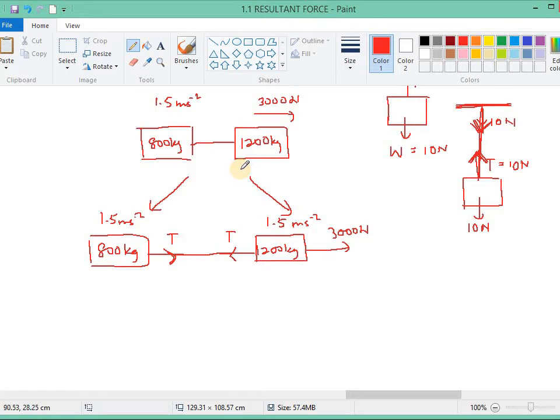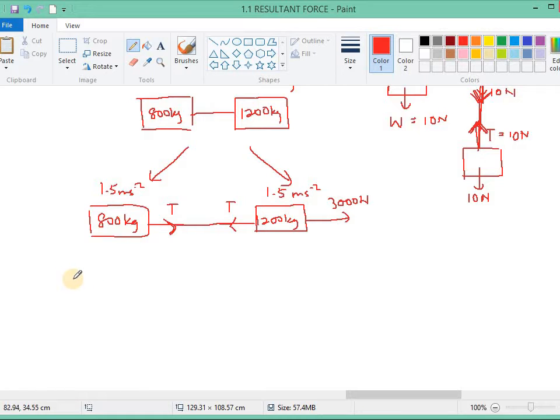You want to calculate from the perspective of the 1,200 kilogram also can. Okay, get the idea. 意思说你要从这个800 kg 的角度来看来算这个 tension 也可以，你要从这个1,200 kg 的角度来算这个 tension 也是可以。So I show both, okay, I show both.